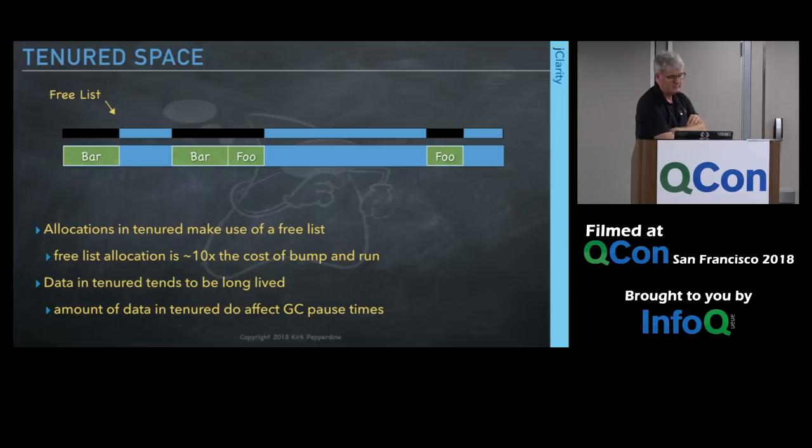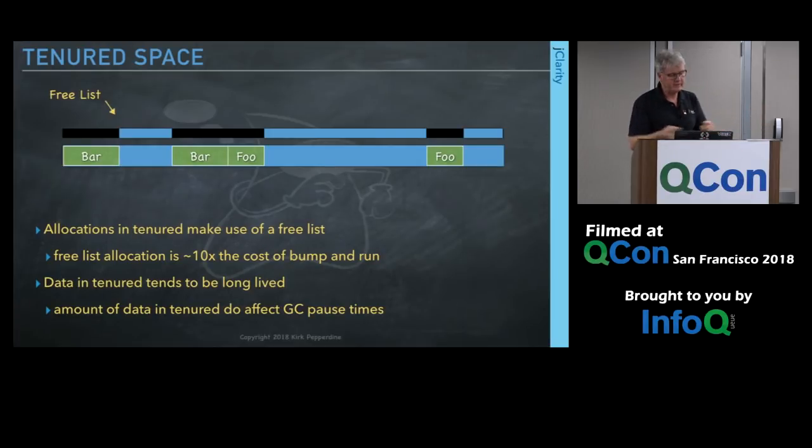Tenured space is different. How tenured space works is different now with G1 than it was with generational collectors. I'm just going to talk about generational collectors here, because G1 comes with its own set of issues that are completely different. As you can see, what happens is that we're going to have this thing called a free list here. Because we don't have another space to evacuate in, which is something that G1 solves, we can't take all the live data and copy it out.